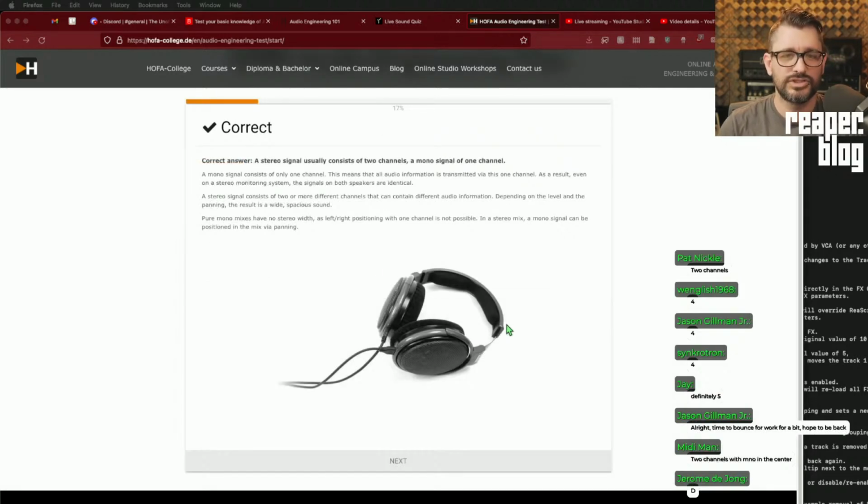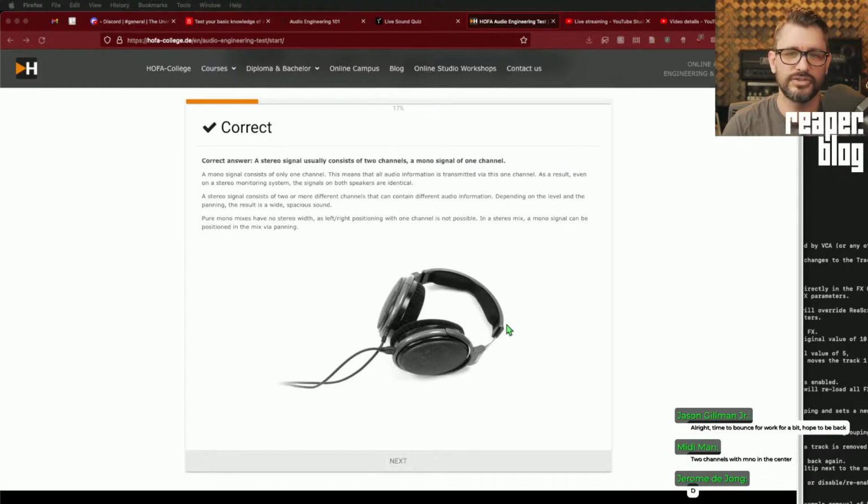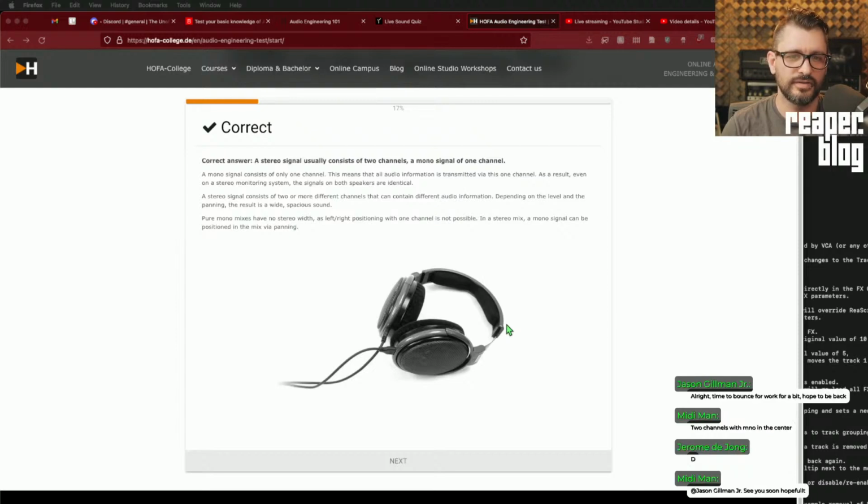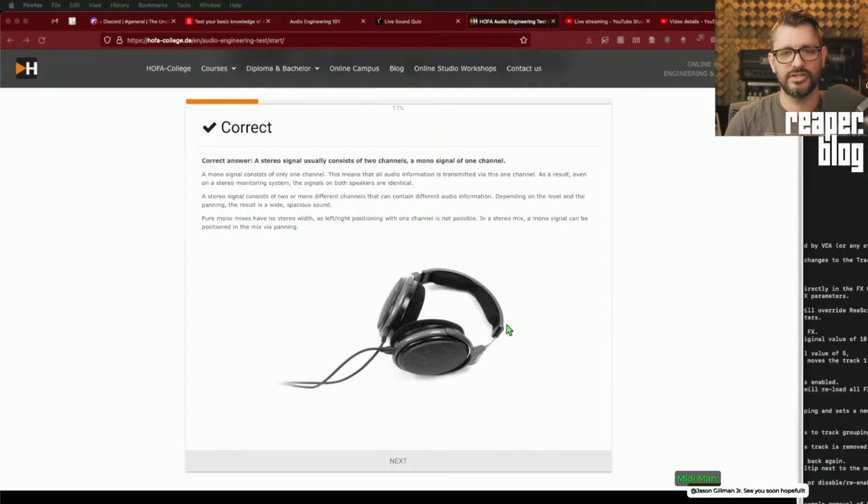Mono consists of only one channel. This means all audio information is transmitted via this one channel. As a result, even on a stereo system, the signals on both speakers are identical. A stereo signal consists of two or more different channels that can contain different audio information. Depending on the level and the panning, the result is a wide, spacious sound. Pure mono mixes have no stereo width, as left and right positioning with one channel is not possible.